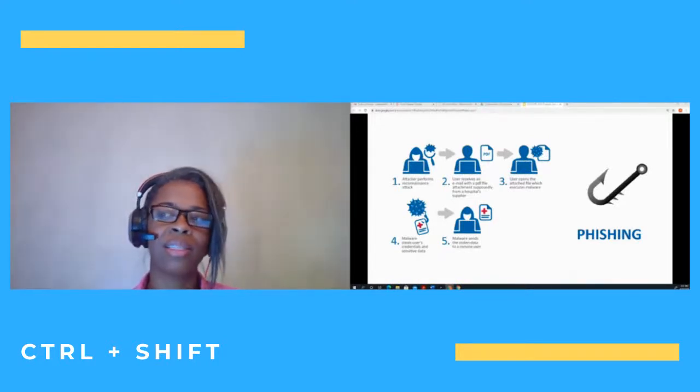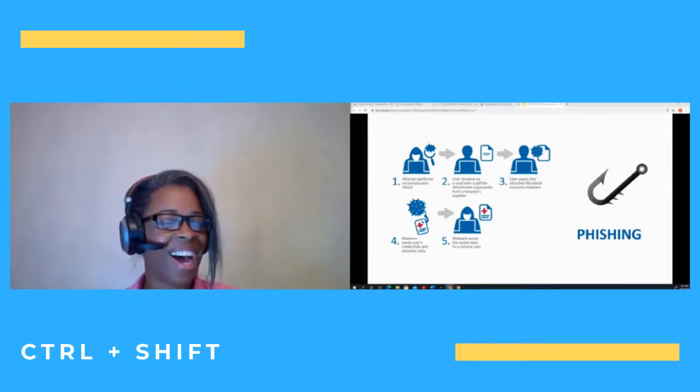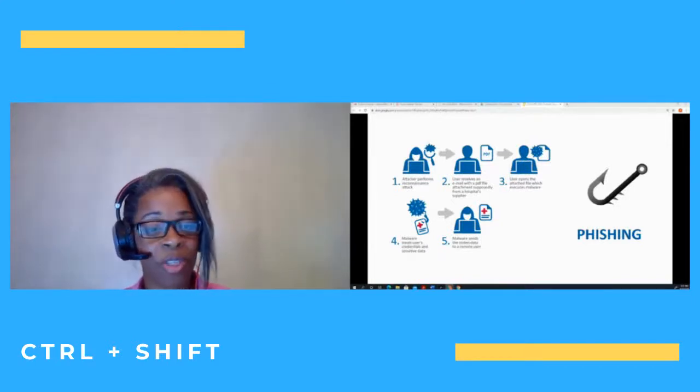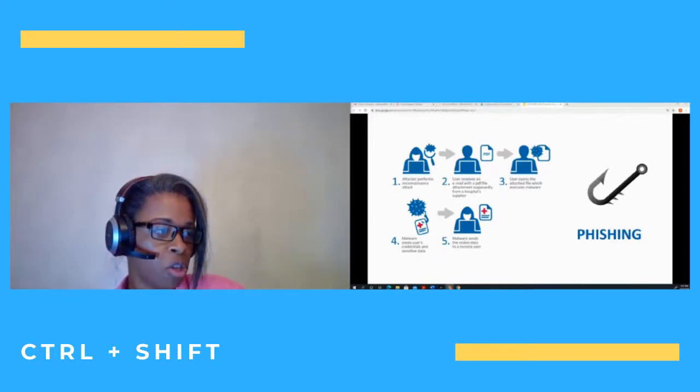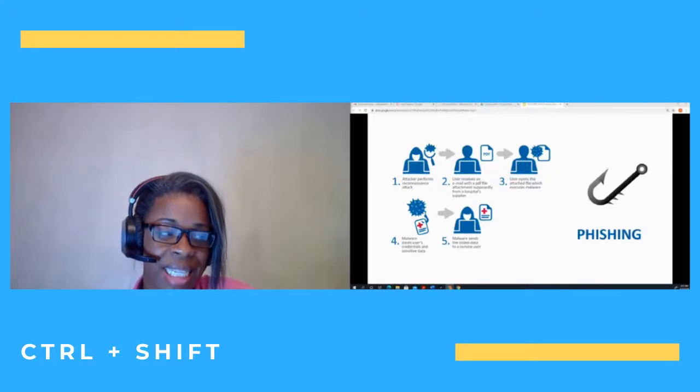And that's not to say that you shouldn't converse. That's not to say you shouldn't have conversations with people. We'll just talk about what we can do to protect ourselves, right? So the user receives an email with a PDF file, right? Opens it, and the payload executes the malware. Malware is pre-programmed and designed to steal your credentials and sensitive data.